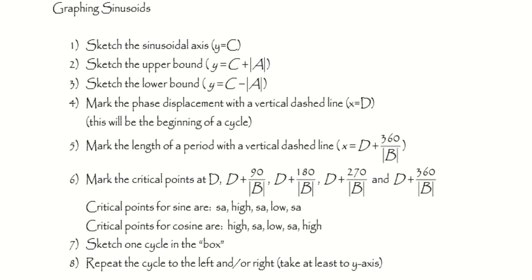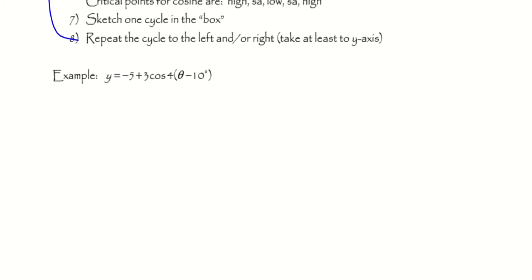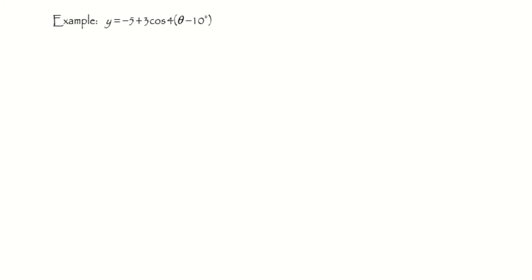Right? I'm going to let you read those steps. We've got all these steps, and we're going to do it with our example problem. So here we go. We have y equals -5 plus 3 times the cosine, putting that in brackets of 4.